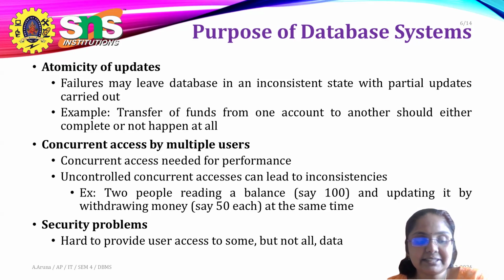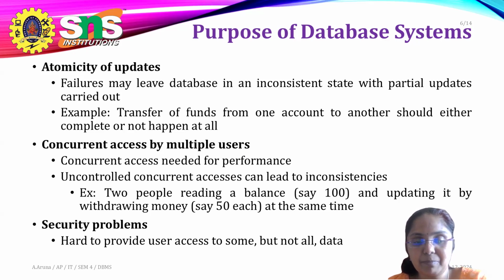And also concurrent access. If more than two people are accessing the same database, it should be accessible to all the persons who are asking. That can be easily done if you are using a database system. Concurrent access is needed for performance improvement. Uncontrolled concurrent access can lead to inconsistency, for example, two people reading a balance of 100 and updating it by withdrawing 50 at the same time. That can be avoided here.